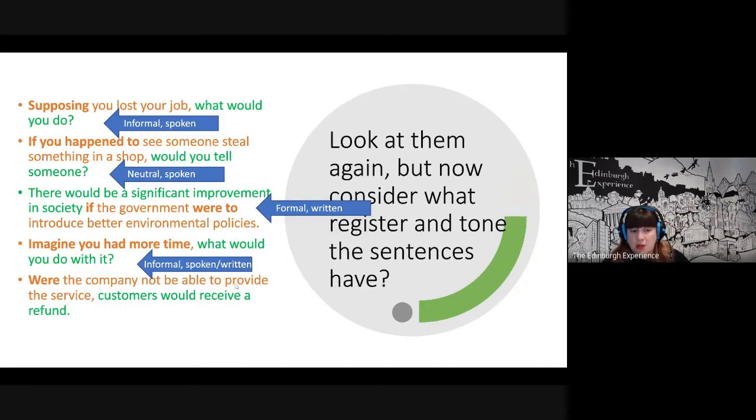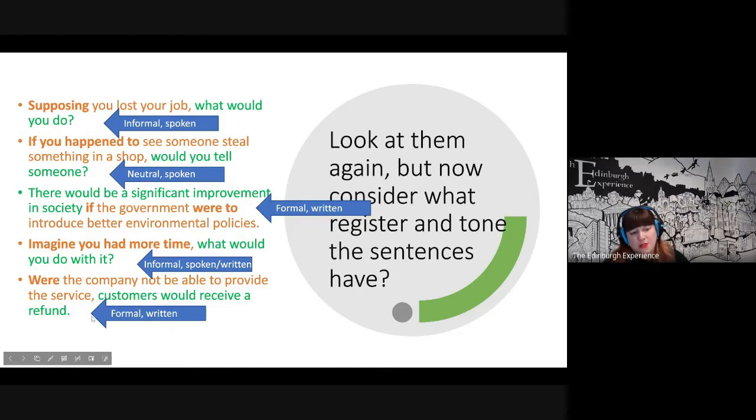And finally, were the company not to be able to provide service, customers would receive a refund. Okay, sorry, I've seen another mistake here, guys. Sorry, were the company not able to, right? Not be able to. This is what we call an inversion, okay? Were the company not able to provide, instead of if the company isn't or wasn't able to provide. And these inversions, again, are something that we'll see in formal and written English especially, okay? This would be a good example of something you might read in terms and conditions. If you were reading a company's terms and conditions, you might see this kind of structure.